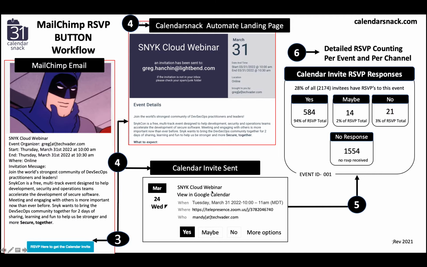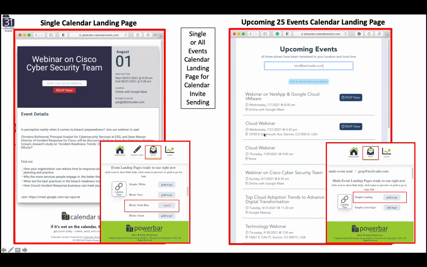So when you get ready to send it out, and it's actually sent out, you see that the button here on the bottom is a metaphor for a customer to click right here. And when they click that, they are sent to a pre-built landing page, which is included with every CalendarSnack, and then they receive the calendar invitation specific to this event, and then we track it on the back end. So the single calendar landing page and the upcoming 25 event landing page, which we call the CalendarLanders, are also a byproduct of the CalendarSnack for each single event.